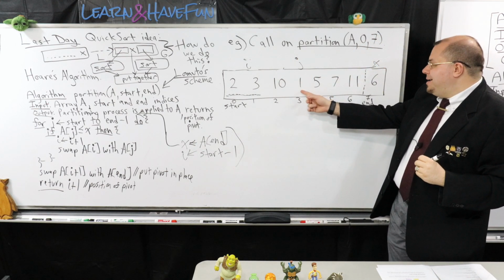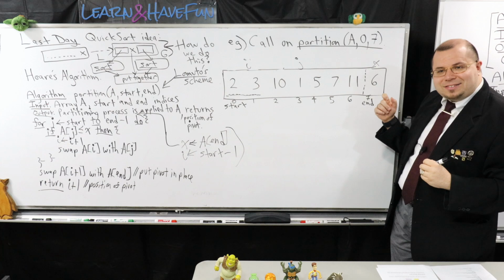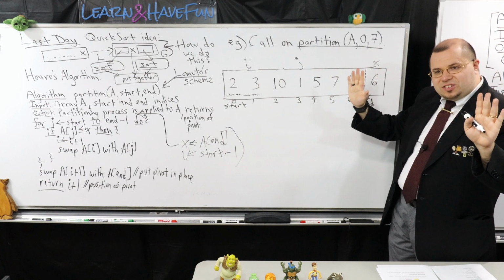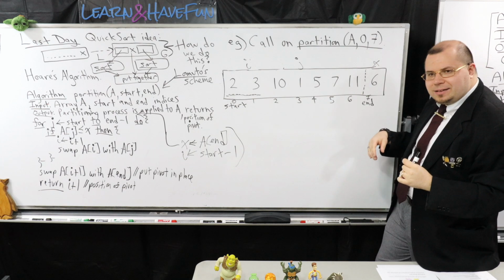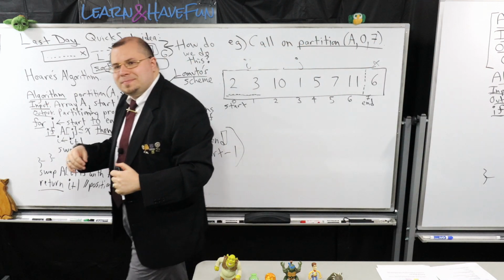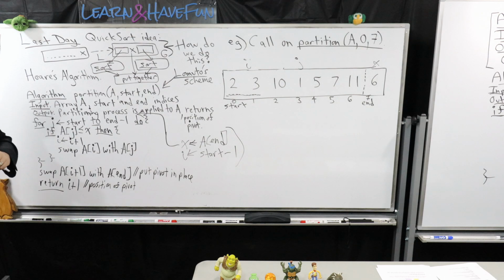Okay, I have 1 versus 6. 1 is in fact less than or equal to 6. Do we perform the swap and increment i? Sorry, we increment i, then perform the swap. Do we do that? Yes, this time we do.